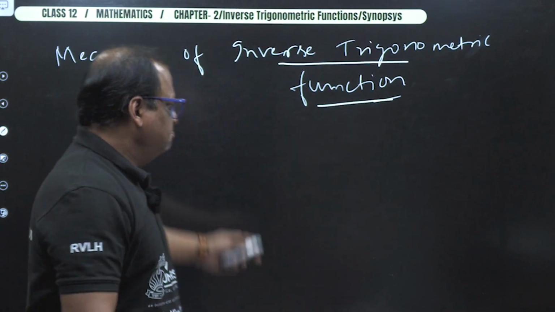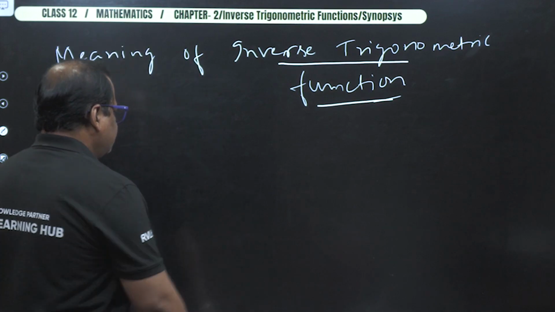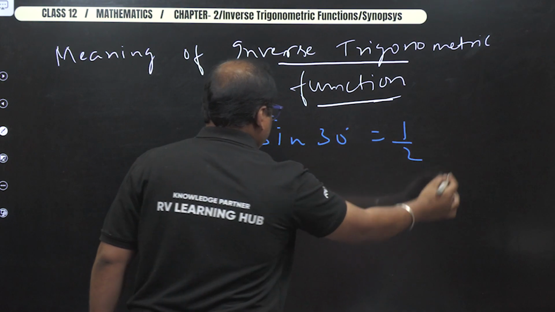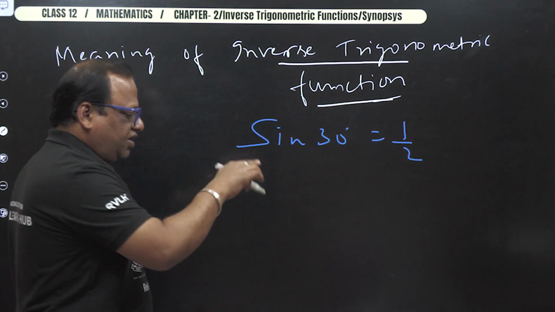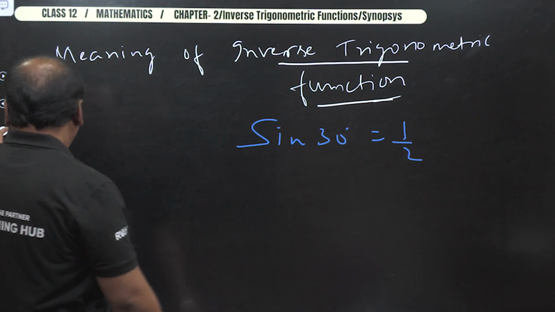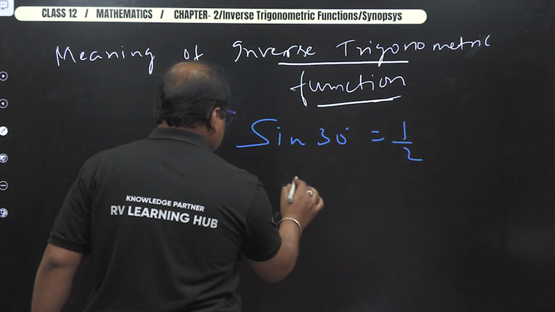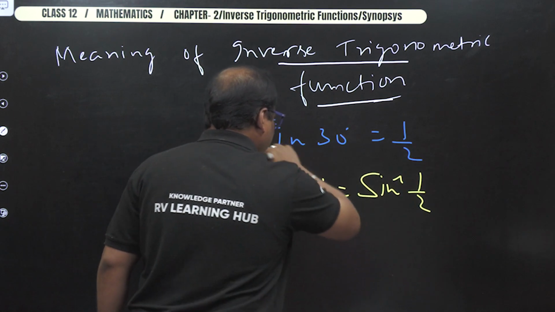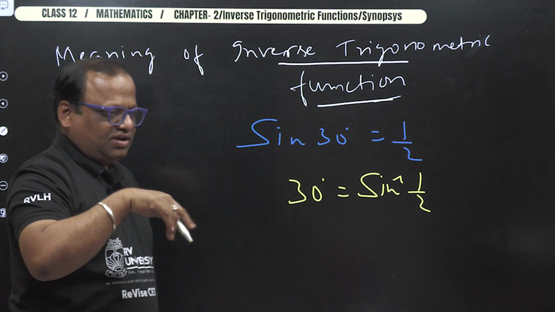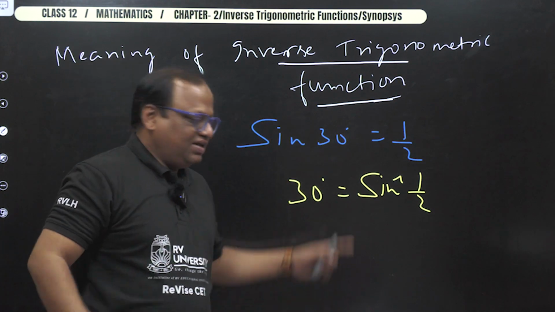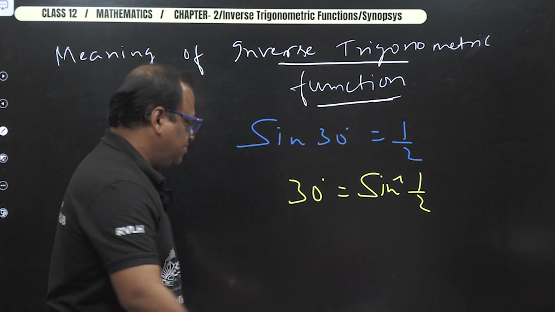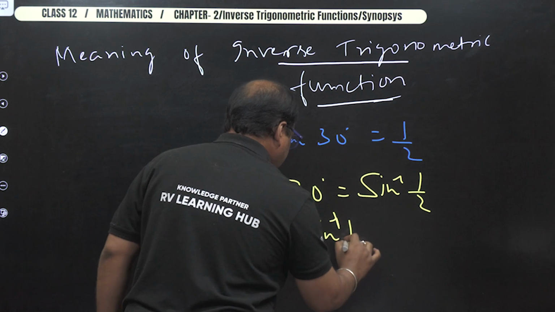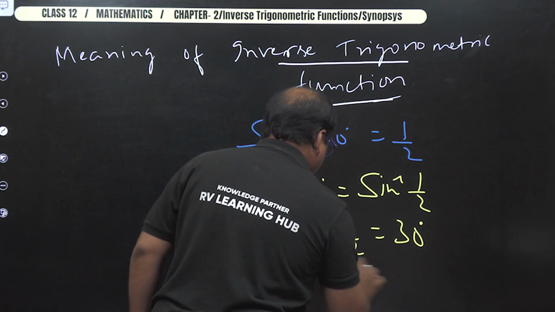The same thing is applied to inverse trigonometric functions. We have sine 30 degree is equal to 1 by 2, so f of 30 degree is equal to 1 by 2. The same thing we can write as 30 degree is equal to sine inverse of 1 by 2. We normally think of it as 1 by sine, but it is not 1 by sine; it is sine inverse of 1 by 2. So sine inverse of 1 by 2 is equal to 30 degree.